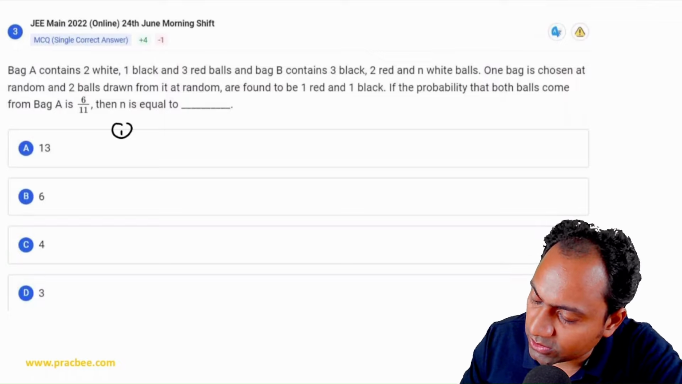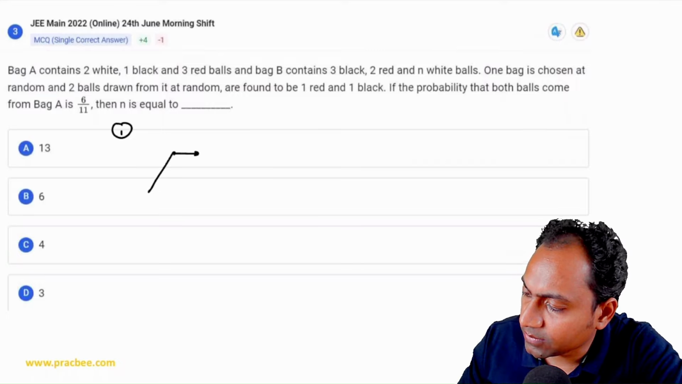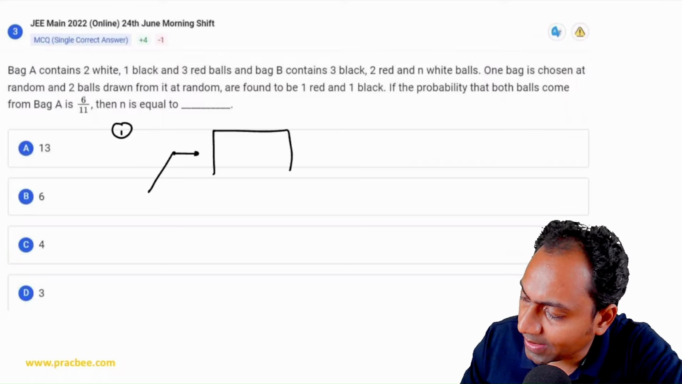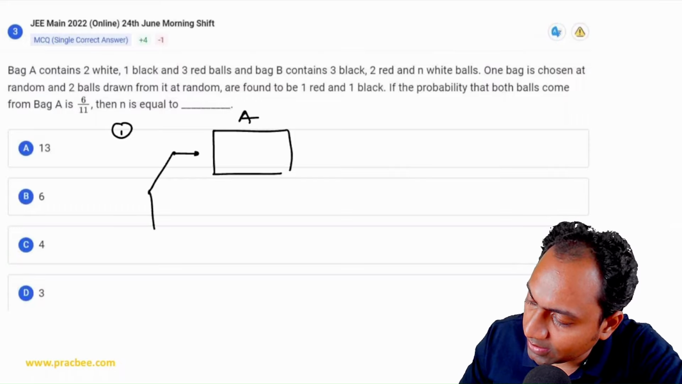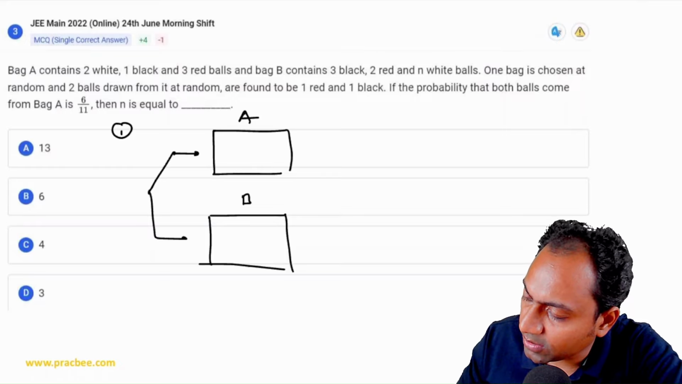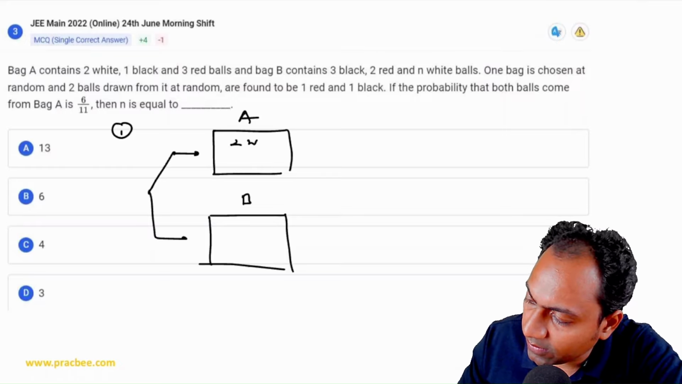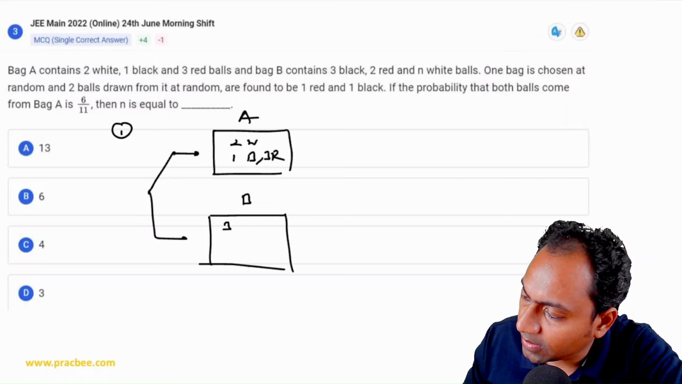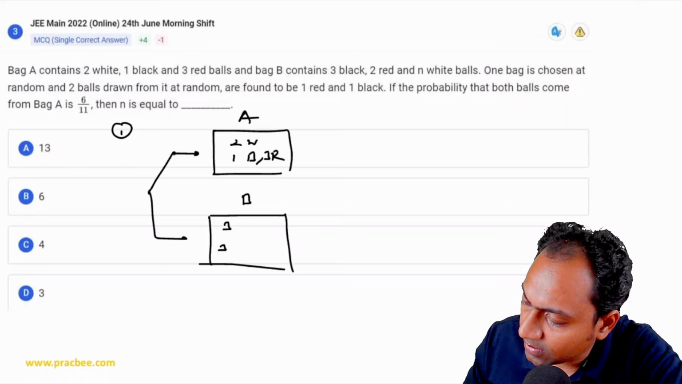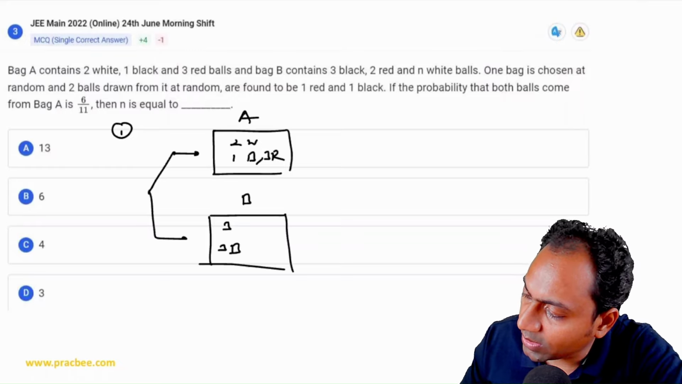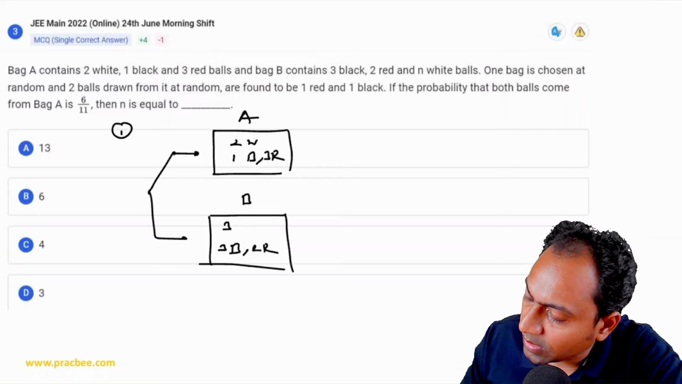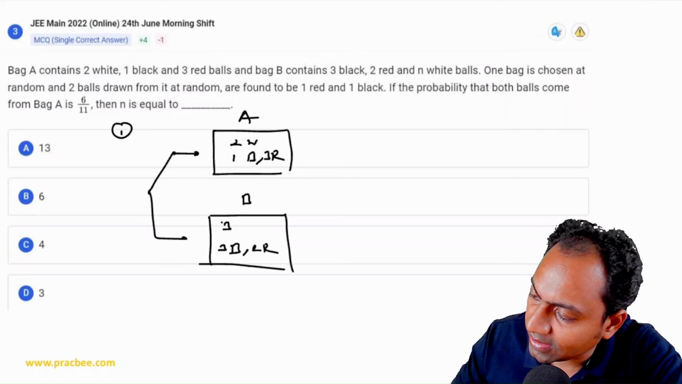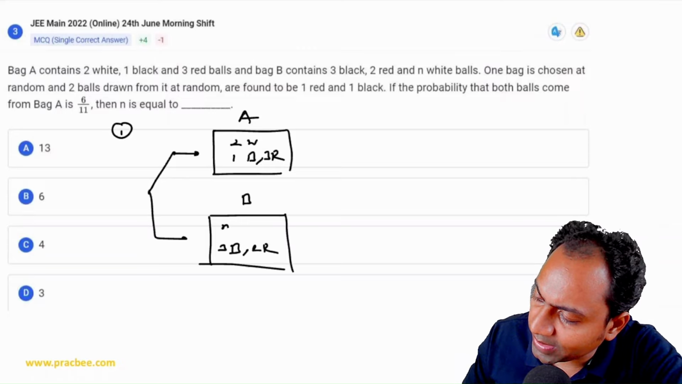So what we need to do is first draw a tree diagram. What we are talking about is two bags. This is bag A, and then they are talking about another bag that is given as bag B. Bag A has nothing but 2 white and 1 black ball, and then 3 red balls. Bag B contains nothing but 3 black, 2 red and n white balls. Let us write this as n. So this is the composition of the bags that has been given to us.